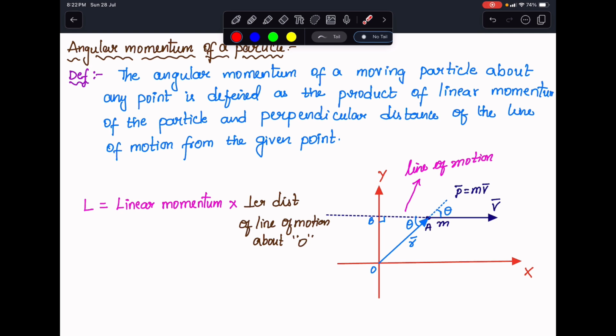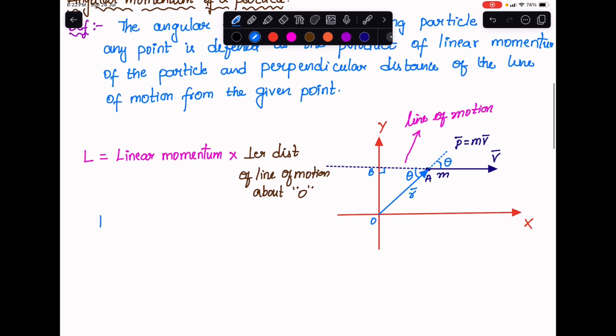So hope you got clarity now. I need OB finally. So let us derive angular momentum directly. L is given by linear momentum in magnitude, I am writing mv, multiplied by the perpendicular distance, which in the figure is OB.